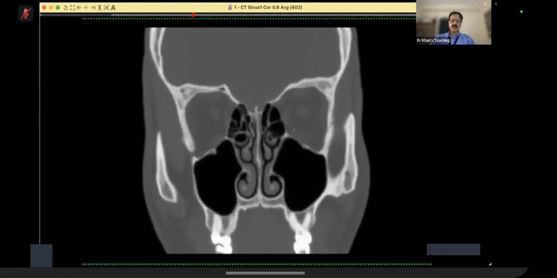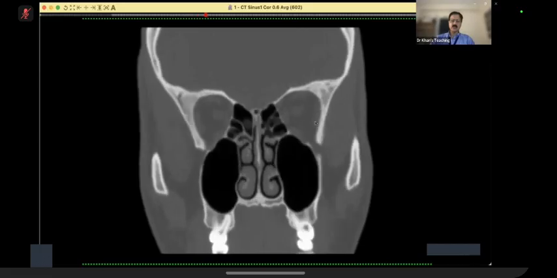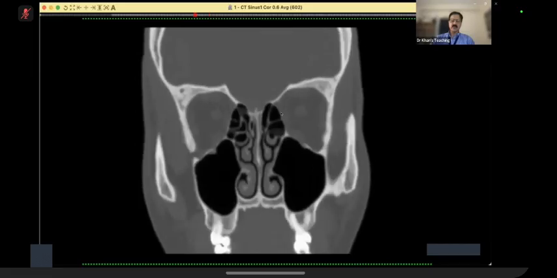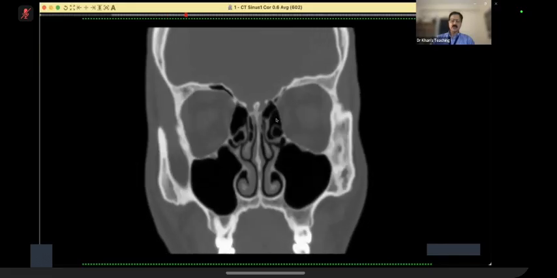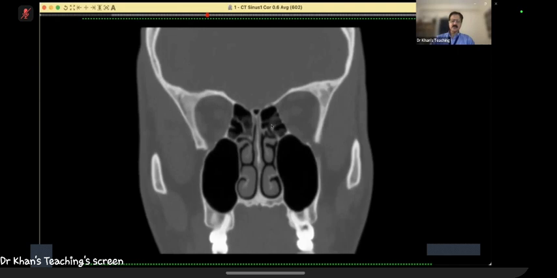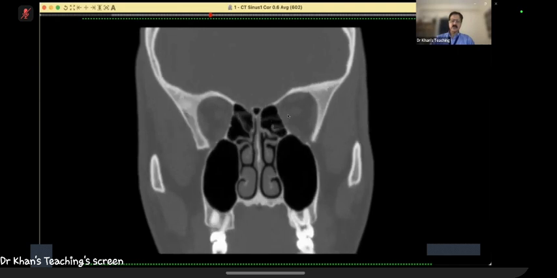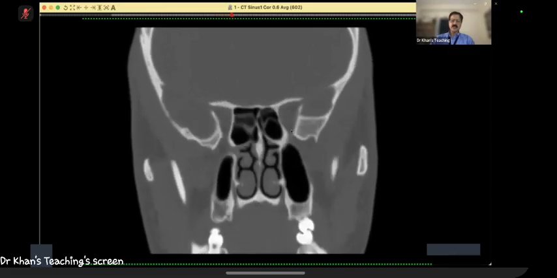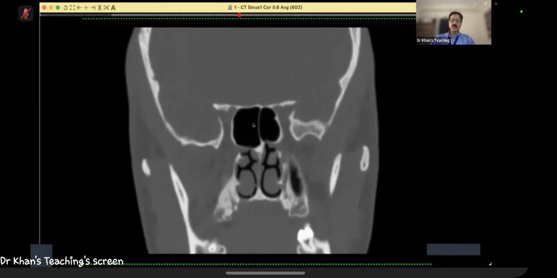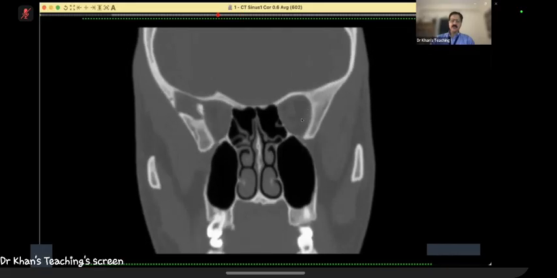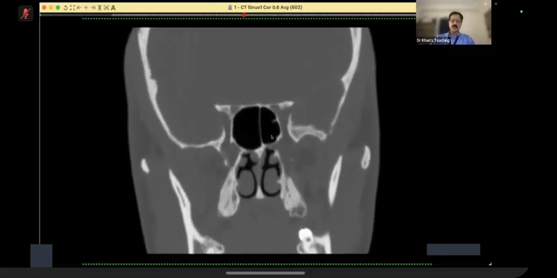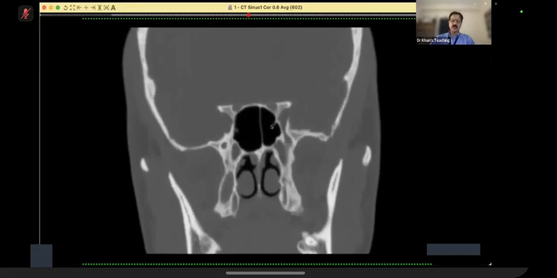As I am going back, you can see the orbit. Just concentrate on the orbit, and you can see it attenuates because that is the orbital apex. Now, as we go back, still ethmoid sinus is there, orbit is there. Going back, the orbit is finishing, and then we go into the sphenoid sinus. So we come back, the orbit is finishing. This is the pterygopalatine fossa, but I'm not going into details of that. Now, this is the sphenoid sinus.